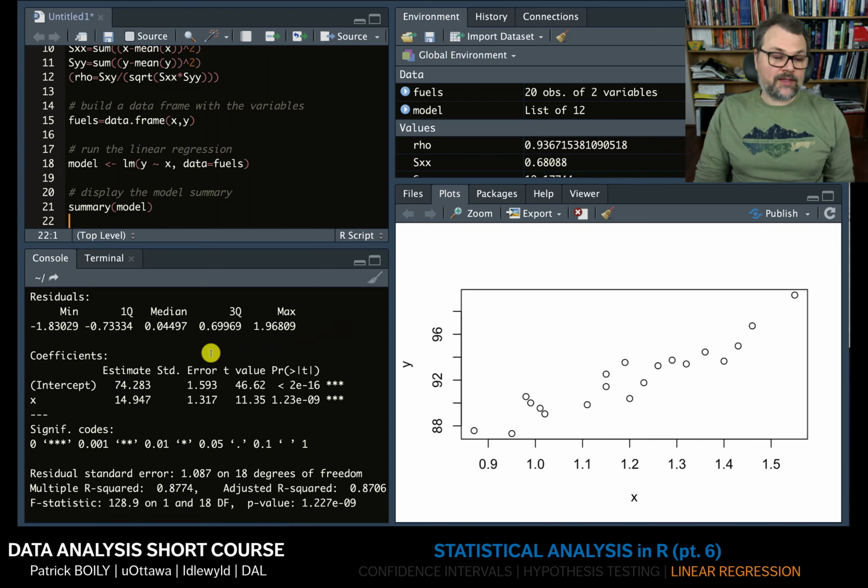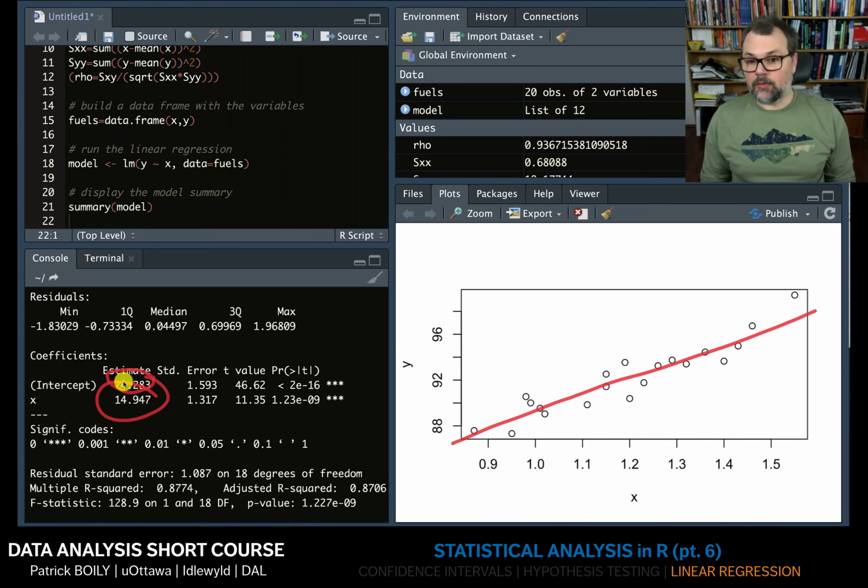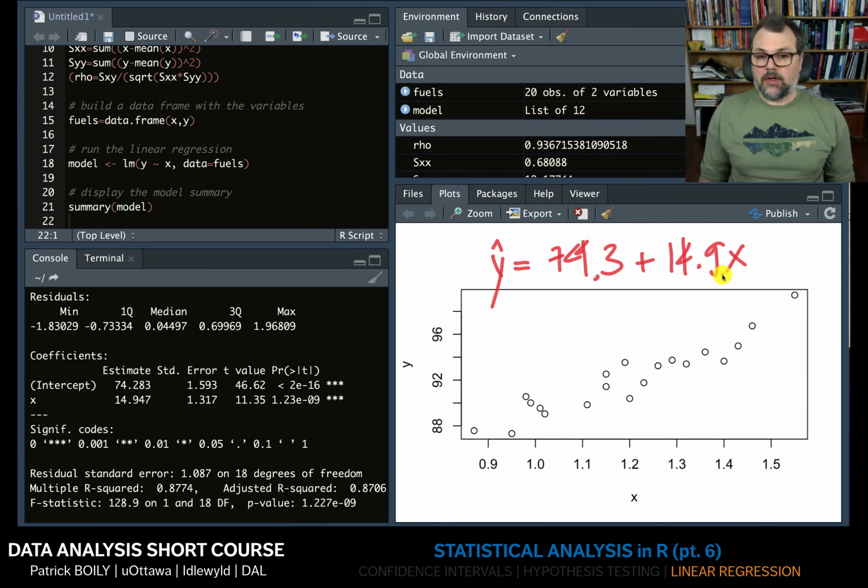Then we also get some information about the estimate of the coefficients. If we think that this is meant to be a straight line, then this quantity here tells us what the intercept of the straight line will be, and this second estimate here will give us information about the slope of the straight line. It looks as though a straight line takes on this equation, 74.3 plus 14.9 times x.